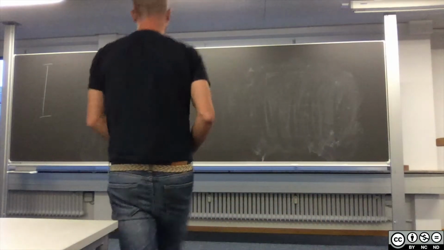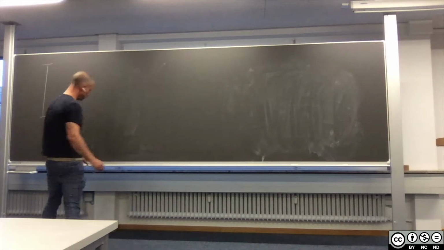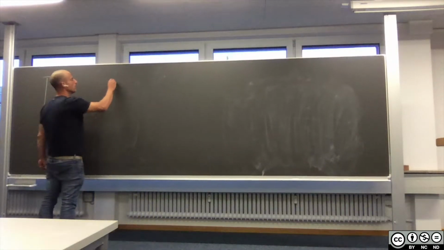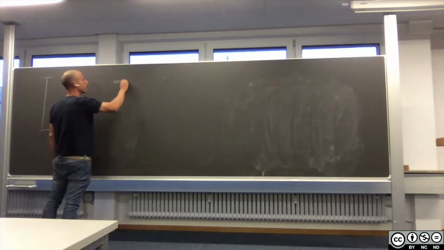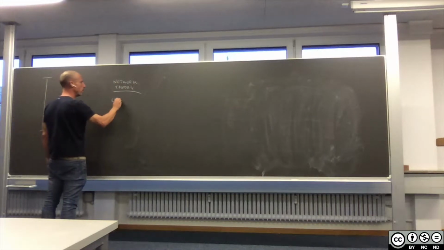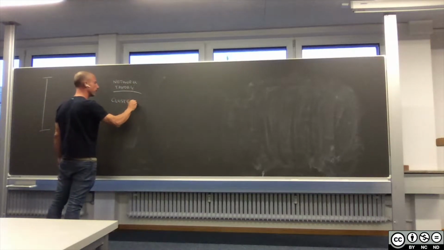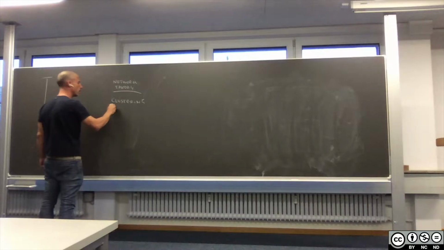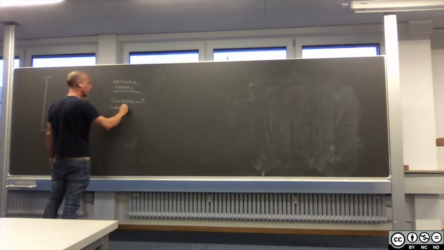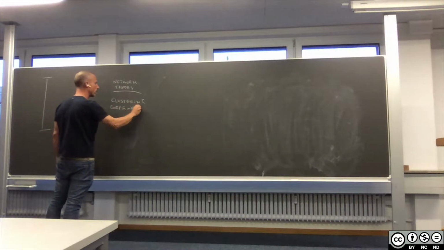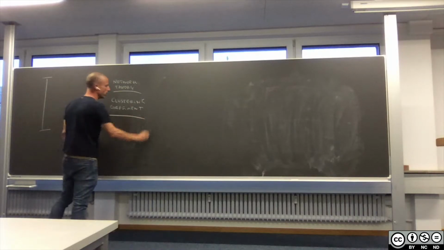We continue today with the theory of networks, so-called network theory. It's the so-called clustering coefficient. Clustering coefficient, okay?